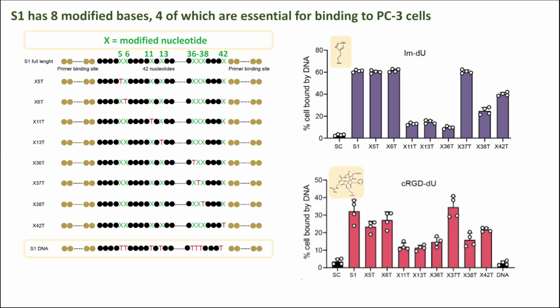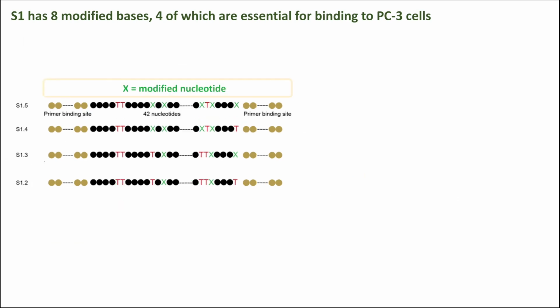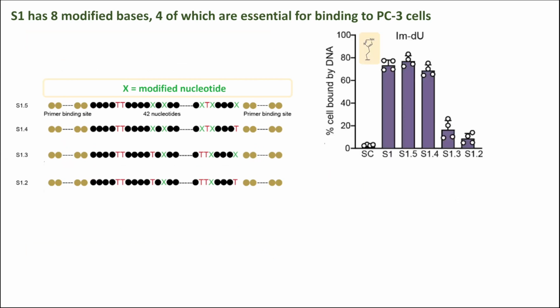So this means we can probably reduce it to having 5 modifications, and then we test sequences that have fewer modifications. That means we replace more than one X with a T and test binding. So this is 5 modifications, 4, 3, and 2 modifications. If you do this with the imidazole modified version, you see that the 5 and 4 modifications still bind very well. If you reduce it further, you lose binding entirely.